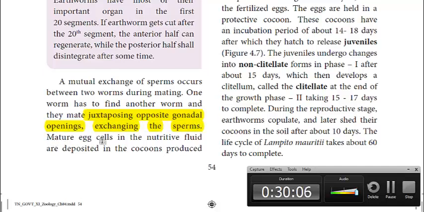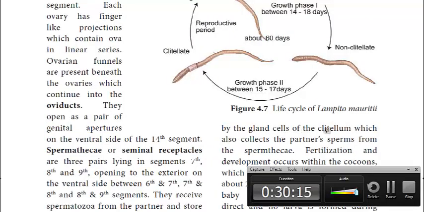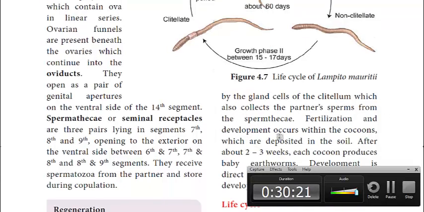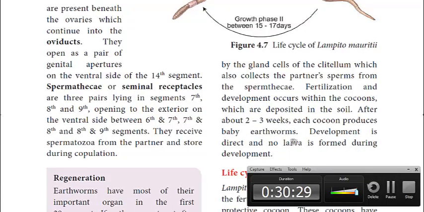Mature egg cells in the nutritive fluid are deposited in the cocoon produced by the gland cells of the clitellum, which also collects the parental sperms from the spermatheca. Next, the fertilization and the development occur within the cocoon, which is deposited in the soil. After about 2 to 3 weeks, each cocoon produces a baby earthworm, developed directly, and no larva is formed during the development. So from that cocoon, a small earthworm comes out directly.